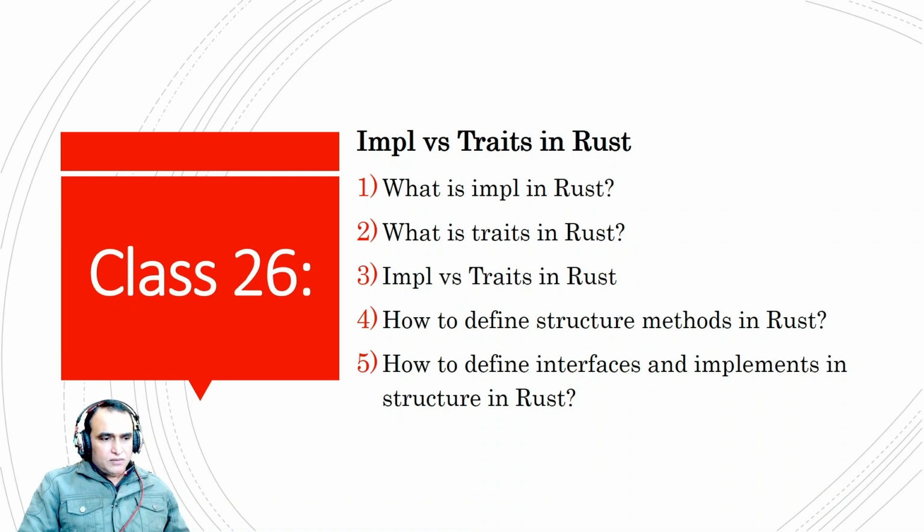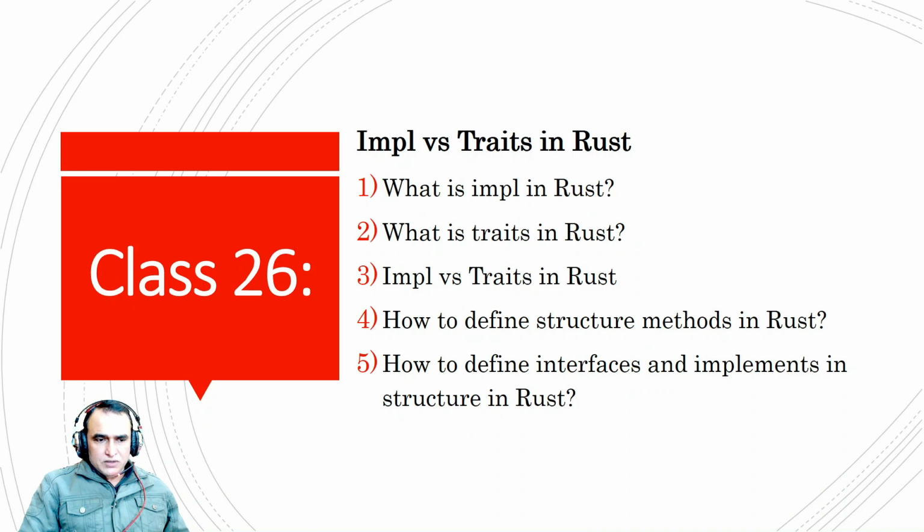In this class number 26, we are going to learn what is the difference between impl versus traits in Rust. So first of all, we are going to understand what is impl in Rust, then traits, then the difference between these, then how to define the structure methods in Rust and how to define interfaces and implement those methods in a structure in Rust, that we are going to understand. It's a very interesting, very important and very valuable video on Rust.